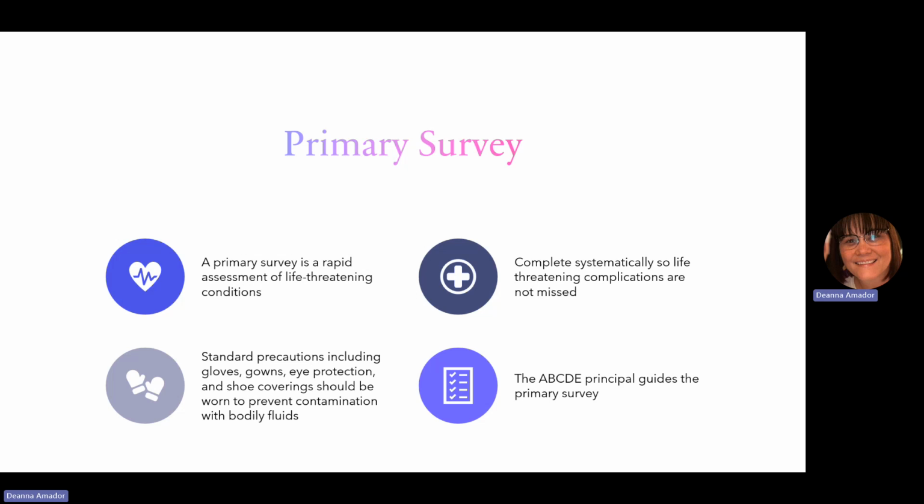So when a trauma does come in, like I said, there's an order in which we do things to make sure the best care, the most efficient, fastest care is given systematically. The first thing that will be done is what's called a primary survey. The primary survey is a rapid assessment. They are very quickly going over anything that's life-threatening.